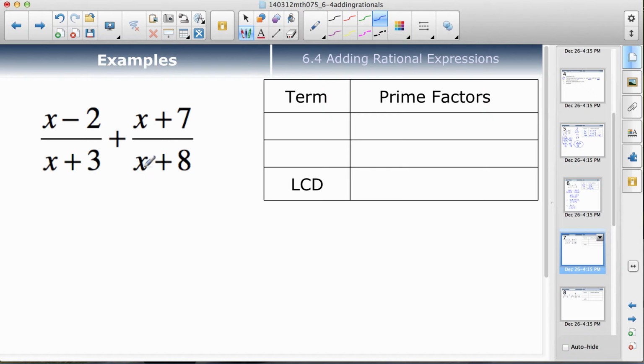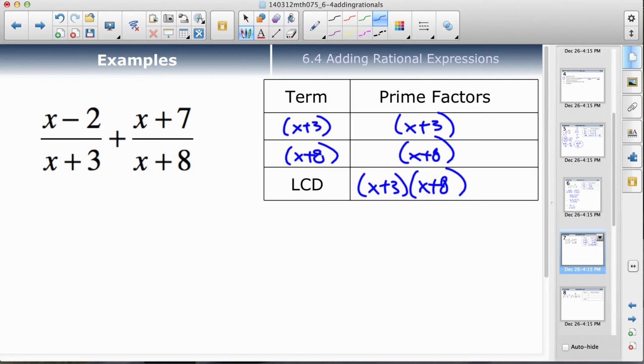Alright, here's another one. Maybe try this one. See if you can do it, and then come back. Okay, so my first term is x plus 3, and I can't factor that anymore. I just leave it. Same thing with the x plus 8. It's already a prime factor, so I leave it. So my lowest common denominator will be x plus 3 times x plus 8.